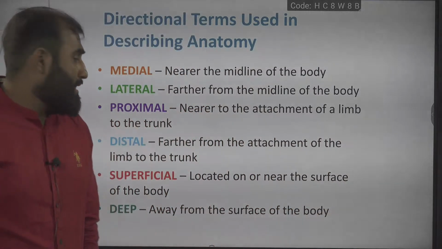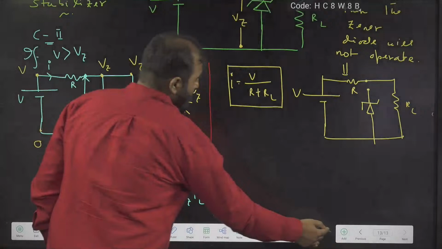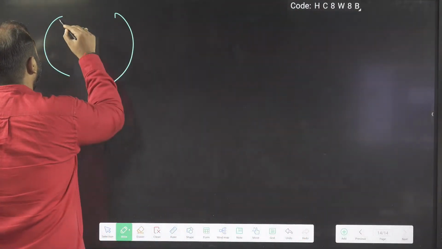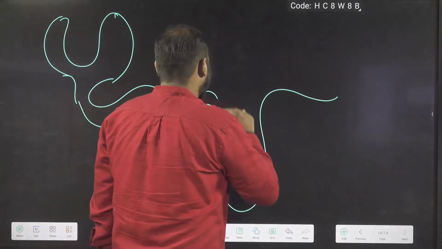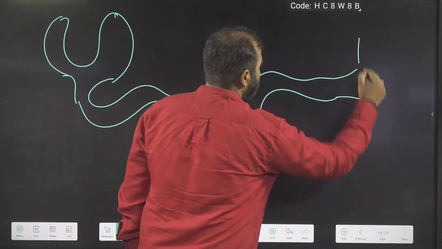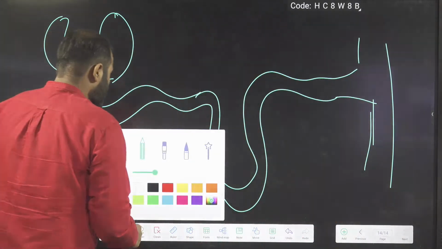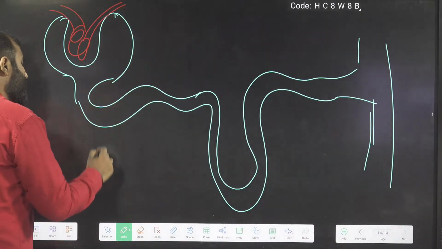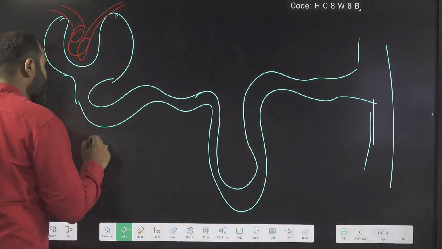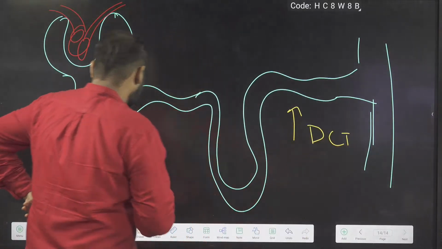Now many students are talking with respect to PCT and DCT. Now if you remember, you have studied the Bowman's capsule, the PCT, the loop of Henle, yes or no guys? I am showing very roughly a diagram of the nephron. So this is the renal tubule, here you have the glomerulus. This structure you are saying is PCT. And this structure you call DCT. PCT, DCT.